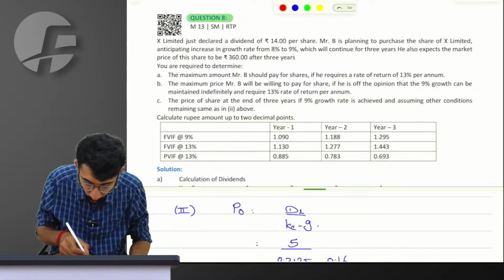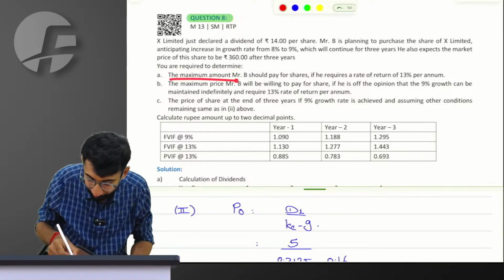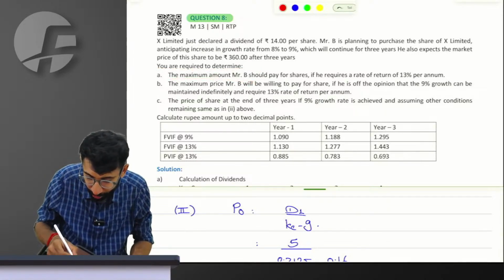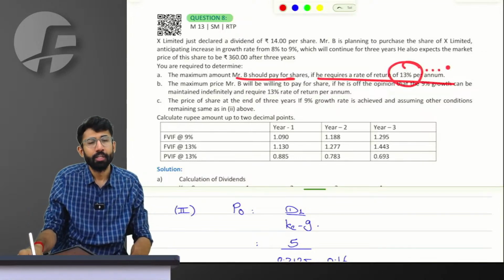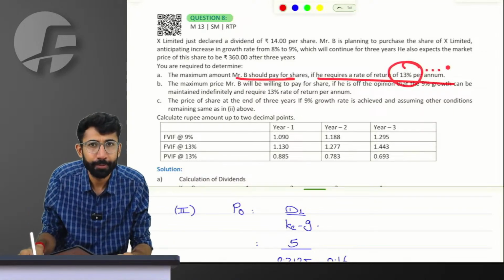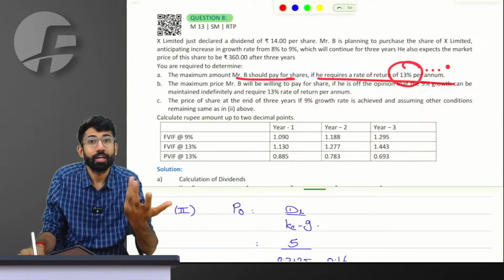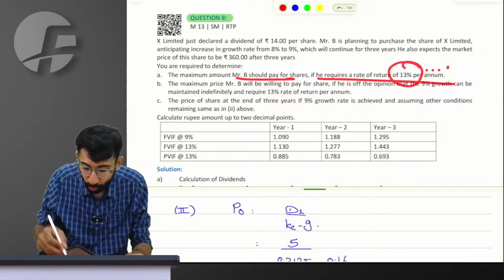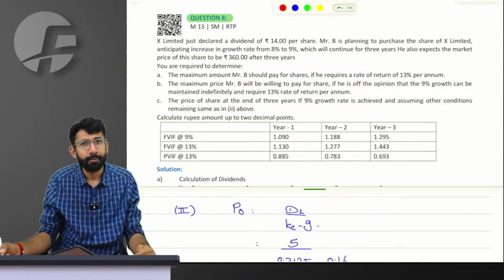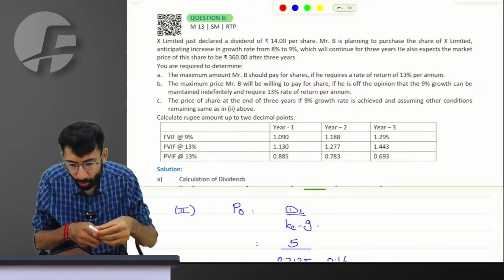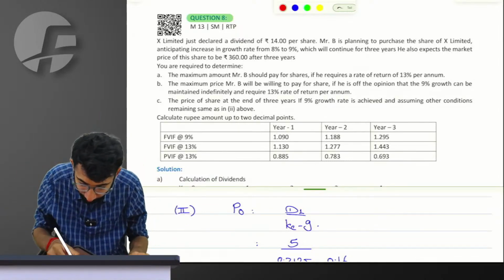You are required to calculate the maximum amount Mr. B should pay for a share if he requires a rate of return of 13%. So if I need a required rate of 13%, I will discount my cash flows at the rate of 13%. What are my future cash flows? My future cash flows are the dividends of 3 years and the price of 360. Use your calculator. What is the dividend? They have just declared 14 rupees.